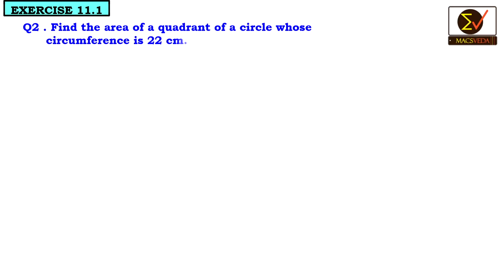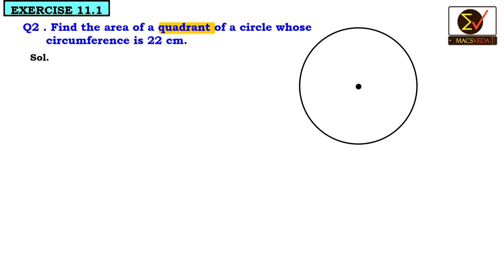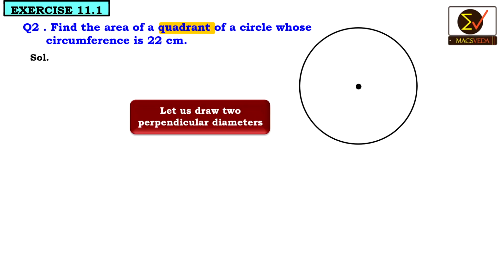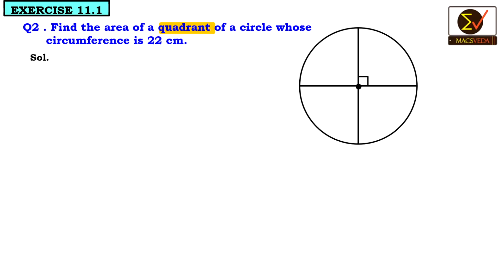Question number 2. Find the area of a quadrant of a circle whose circumference is 22 centimeters. So circle is given, quadrant. How to get quadrant of a circle and what is quadrant of a circle? Let us draw two perpendicular diameters. So we are dividing the circle into 4 parts and each part is called a quadrant. So this is one of the quadrant. Actually, we can divide circle into 4 quadrants. First quadrant, second quadrant, third quadrant and fourth quadrant.